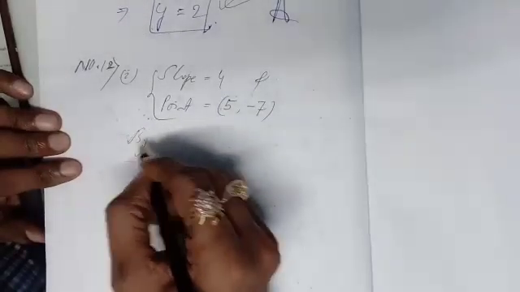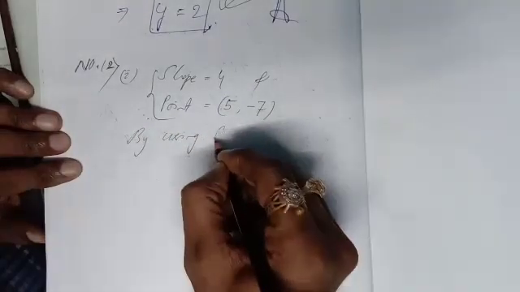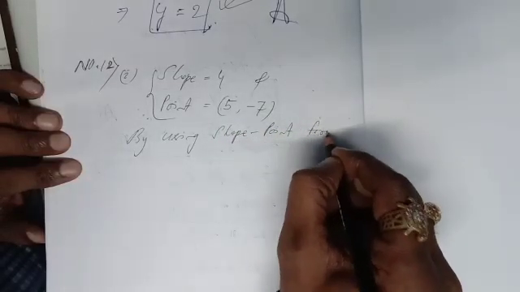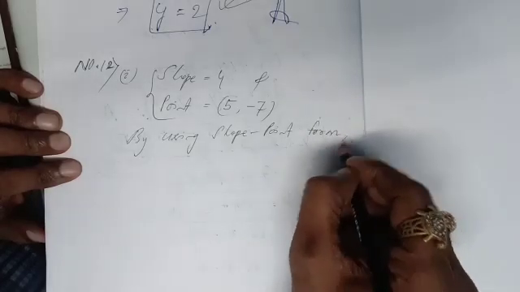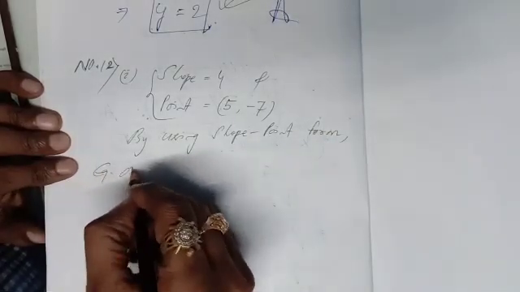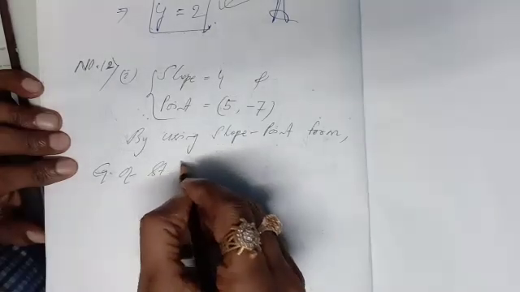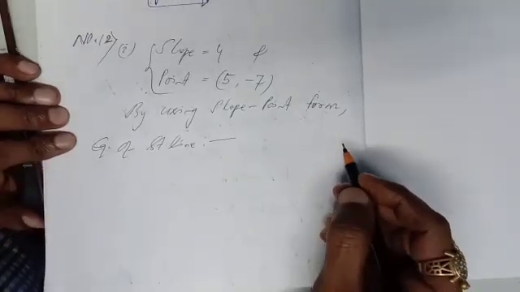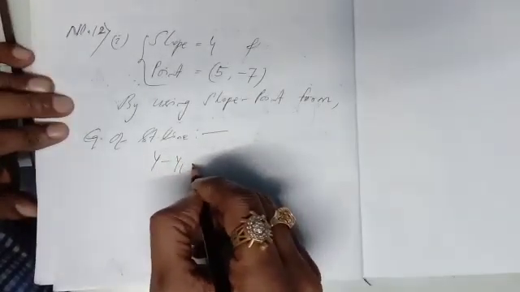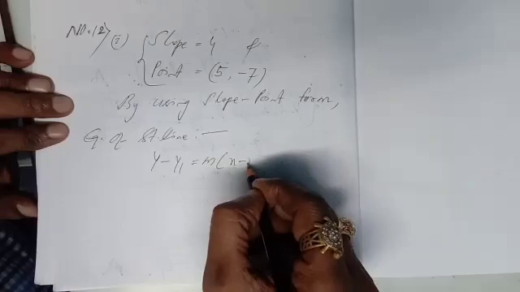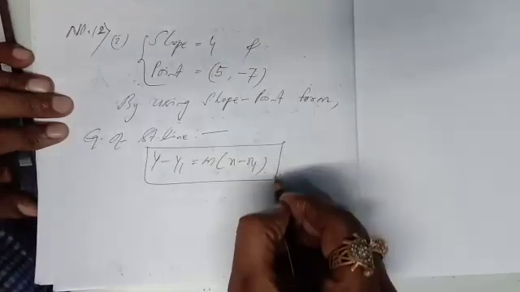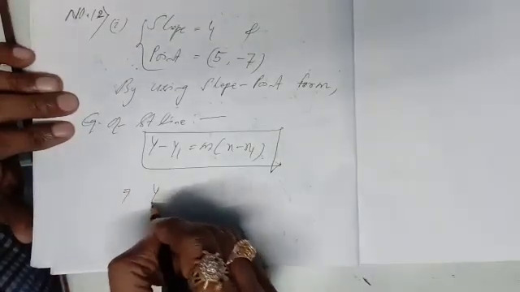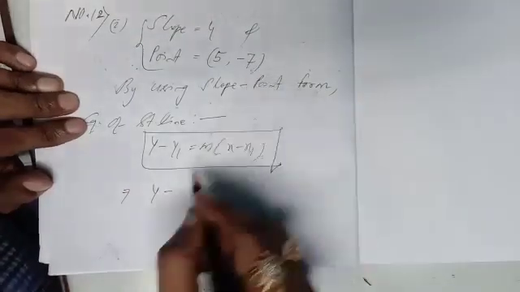So by using slope point form, the other form you have to memorize, by using slope point form, equation of straight line. What is that formula? Write the formula right here. Y minus y1 is equal to m times x minus x1. Here the form you have to memorize. This is slope point form. Now put the value of y1, that is minus 7. This will be plus 7.